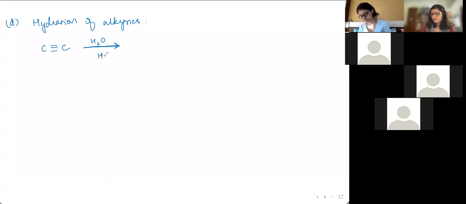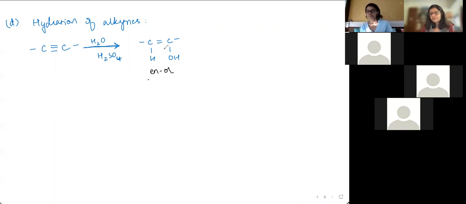So hydration is always in acidic medium because you want that H plus to kickstart the reaction, so in the presence of H2SO4. It's like a regular addition reaction only, Markovnikov, anti-Markovnikov, whatever you have, OH is added. So this particular configuration is called enol. Enol because you have a double bond for en, OH for ol.